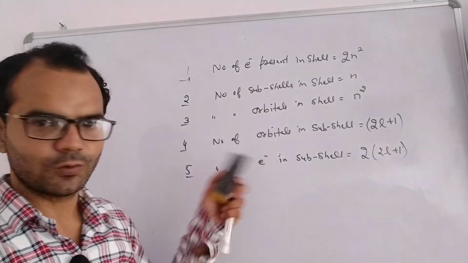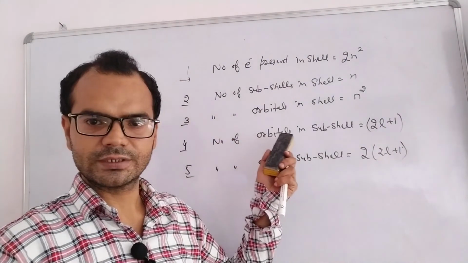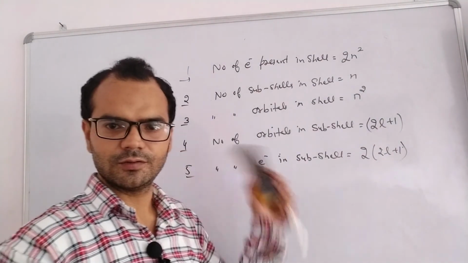That's it for quantum numbers. In the next lecture we will write the electronic configuration and some rules related to electronic configuration.